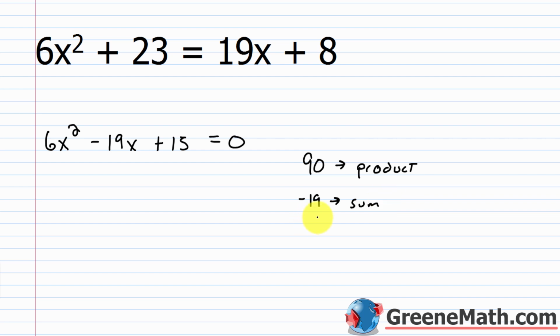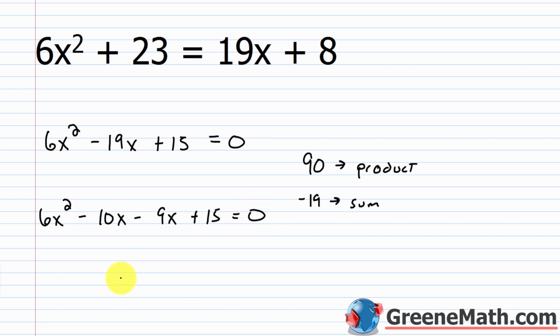If I did negative 10 and negative 9, negative 10 times negative 9 is positive 90. Negative 10 plus negative 9 is negative 19. So let's go ahead and use that to rewrite the middle term. So we'll have 6x squared minus 10x minus 9x plus 15 equals 0.